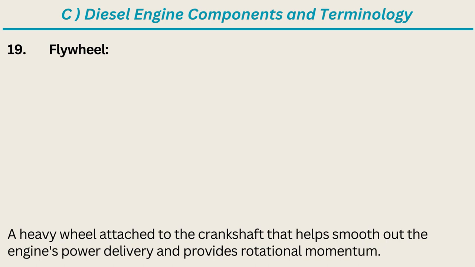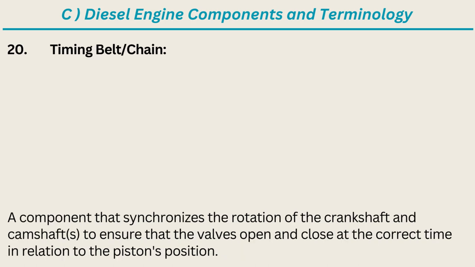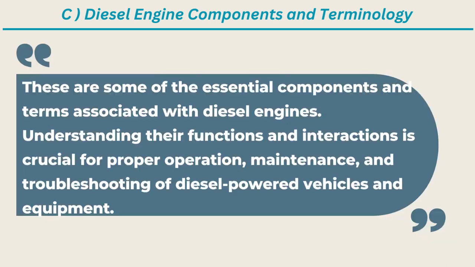momentum. 20. Timing belt/chain. A component that synchronizes the rotation of the crankshaft and camshafts to ensure that the valves open and close at the correct time in relation to the piston's position. These are some of the essential components and terms associated with diesel engines. Understanding their functions and interactions is crucial for proper operation, maintenance, and troubleshooting of diesel-powered vehicles and equipment.